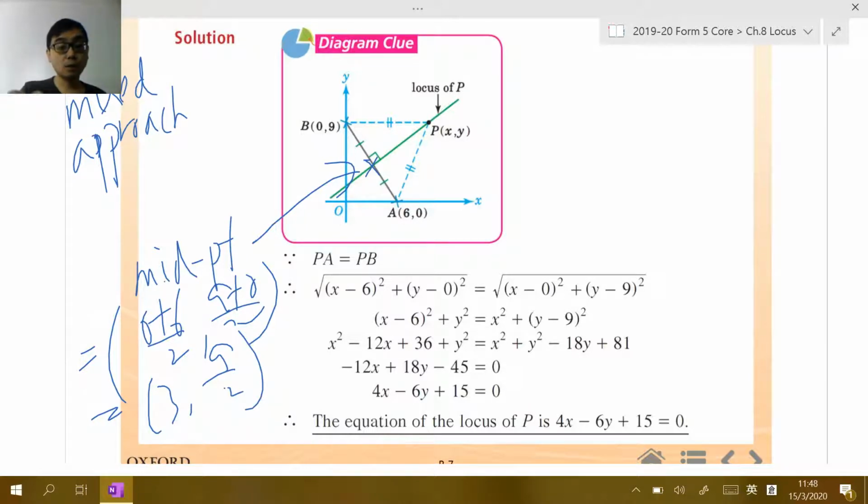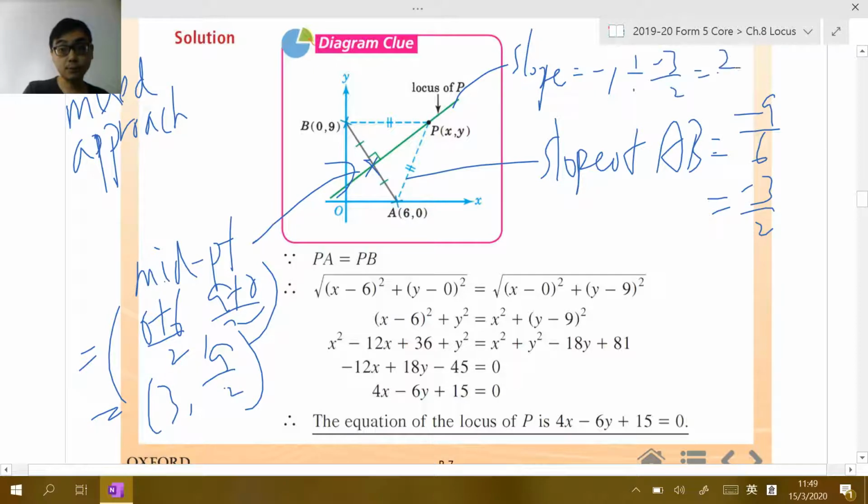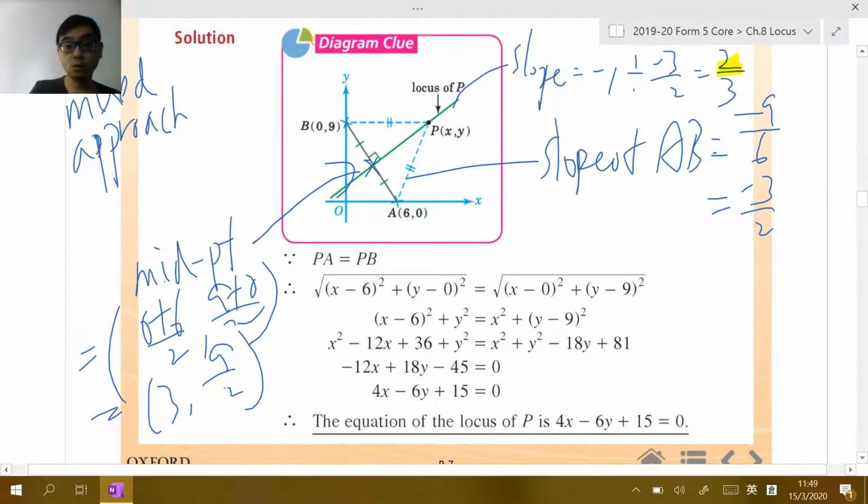Besides this, you can also know that the slope of AB should be equal to negative 9 over 6, which is negative 3 over 2. Then you should know that the slope of the locus P is simply negative 1 divided by negative 3 over 2, which gives 2 over 3. Then the last thing to do is to use this slope and this point to find the equation of the straight line directly.